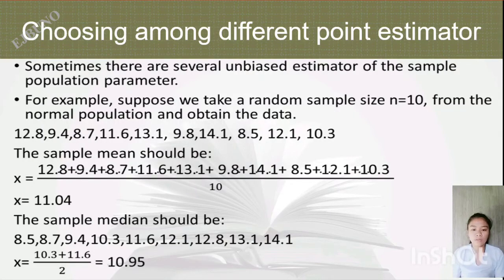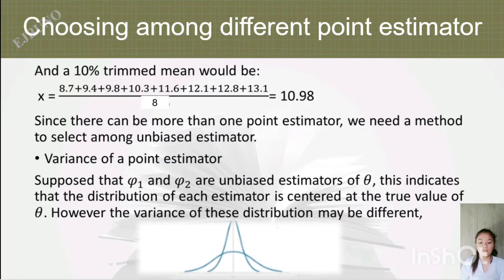So we're going to find the sum of the two middle values, then divide by 2, then it will be equal to 10.95. And then to find the 10% trimmed mean, x bar is equal to 8.7 plus 9.4 plus 9.8 plus 10.3 plus 11.6 plus 12.1 plus 12.8 plus 13.1, all over 8. Then it will be equal to 10.98.